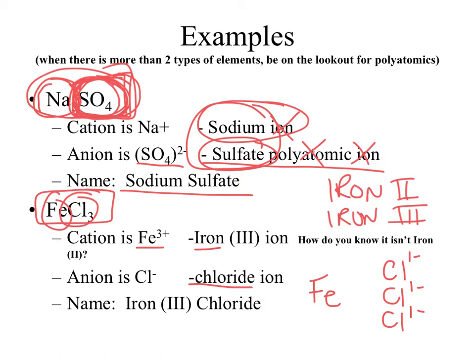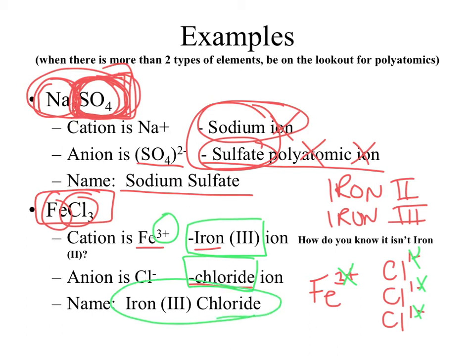But if I need these guys to equal 0, I've got 3 -1 chlorines, so iron has to have a +3 charge. Why? Because that +3 charge on iron will cancel out with the 1, 2, -3 charges from chlorine. So that's why iron has to have a +3 charge. So when we name iron, because iron can have more than one charge, it's a transition metal, we have to call it iron 3. Chloride, we always call chloride. So in the end, we call this iron 3 chloride.